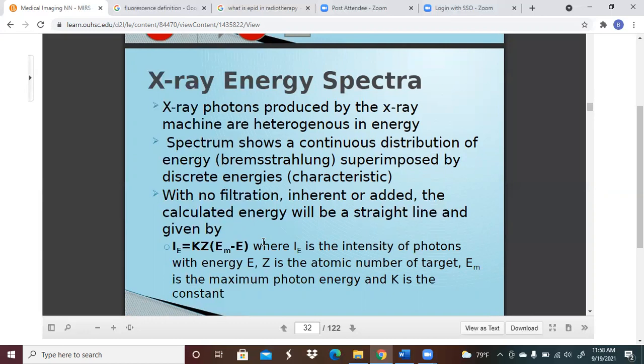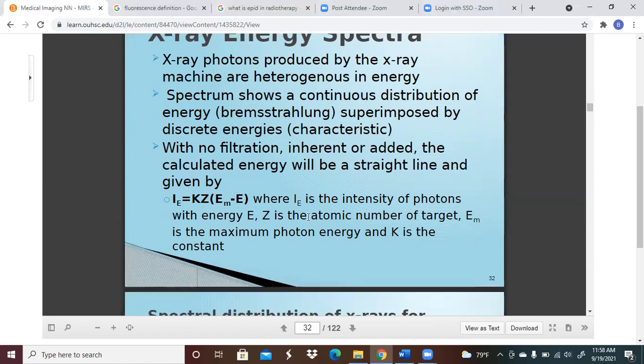The spectrum shows a continuous distribution of energy superimposed by discrete energies. As I had said, since we're looking at a combination of the two, the bremsstrahlung is a continuous spectrum. We don't know exactly what those energies to be released are going to be, and it just depends on various factors. However, when it comes to the characteristic, we know that they have to jump from shell to shell, and we've measured those energies and we know what they are. So we know what that spectrum is going to look like. So it's going to be a mix of these two that you're going to see.